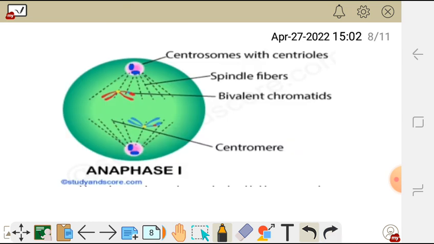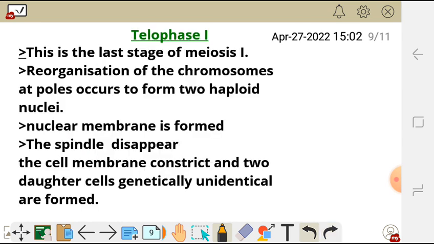Like you can see here, the two chromosomes which were aligned on the equatorial plane are now pulled to the opposite poles of the cell. So that's what happens under anaphase 1. Then from there, after anaphase 1 has taken place, we move on to telophase 1. So this is the last stage of meiosis 1.